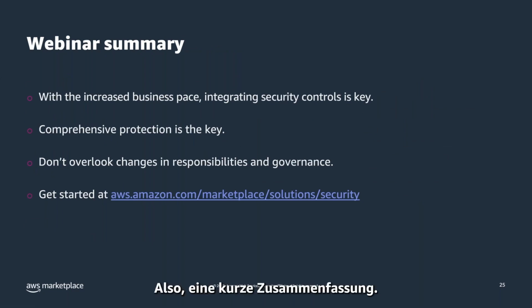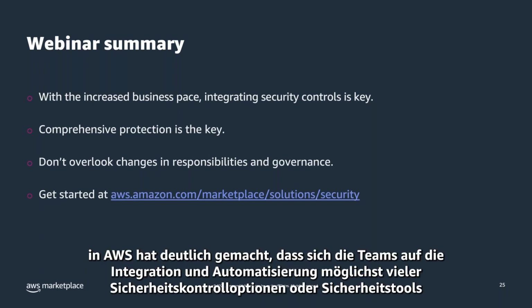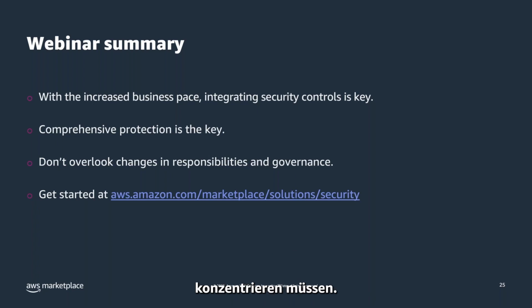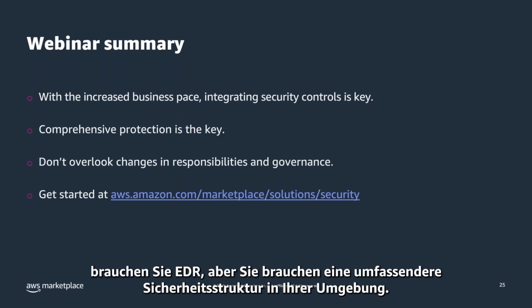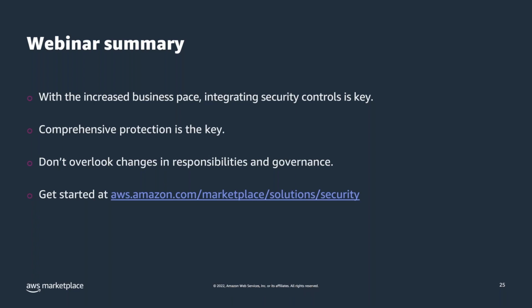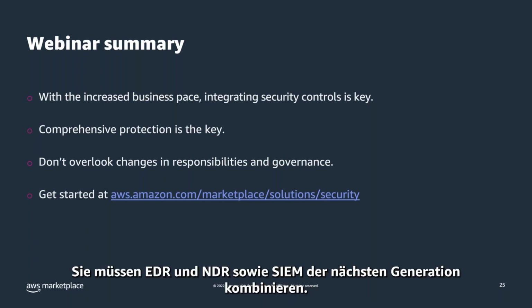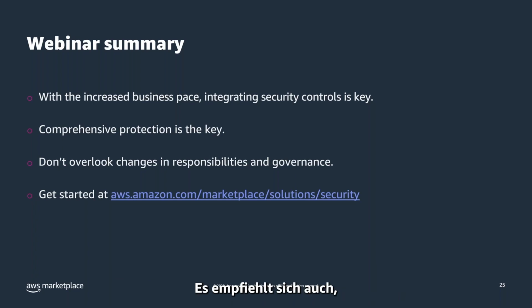So just a quick recap. The rapid pace of business in AWS has highlighted the need for teams to focus on integrating and automating as many security control options or security tools as possible. To cover your infrastructure, not just your workload, you need EDR, but you need a more comprehensive security posture in your environment. You need to combine EDR and NDR and next generation SIEM.